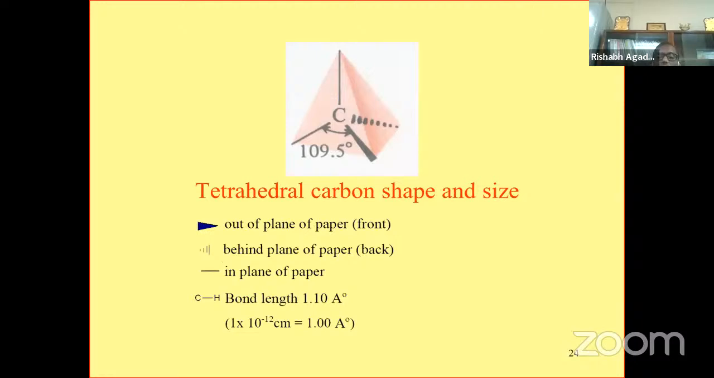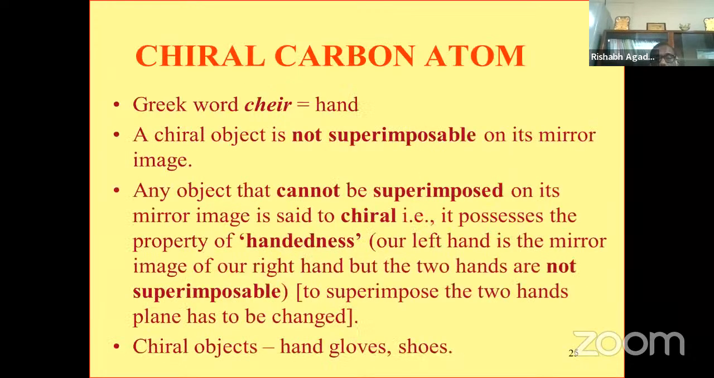Already I have shown this tetrahedral carbon shape and size, that is actually regulating the stability testing of the molecules in your pharmaceuticals as well as herbal preparations. And you see the bond length of carbon and hydrogen is 1.10 angstrom, and 1.10 angstrom is equal to 1 into 10 raised to minus 12 centimeter. So that small it is, and based on that you can have a clear-cut idea how it is regulating the complete system stereochemistry in your stability testing of the pharmaceuticals.